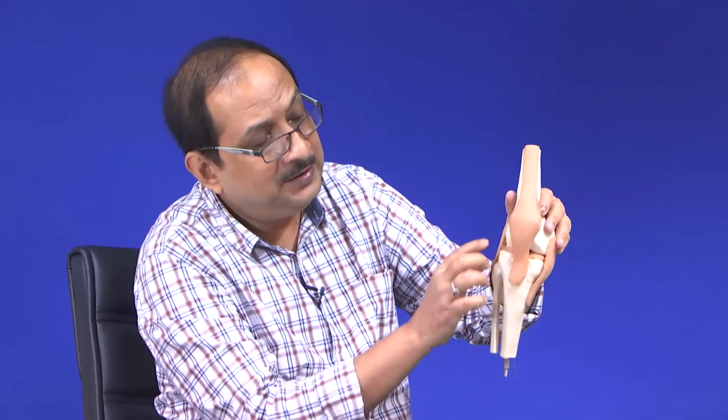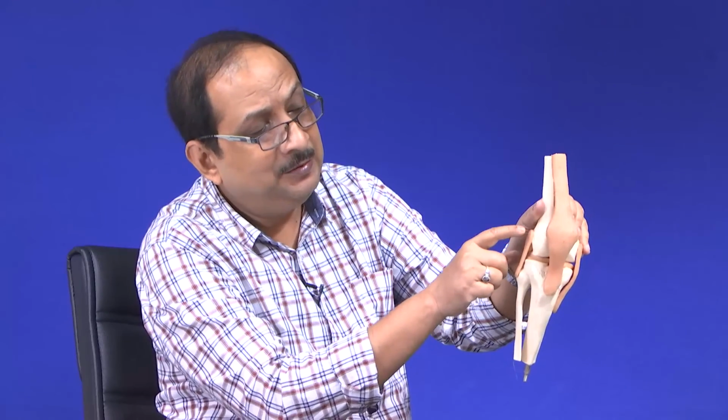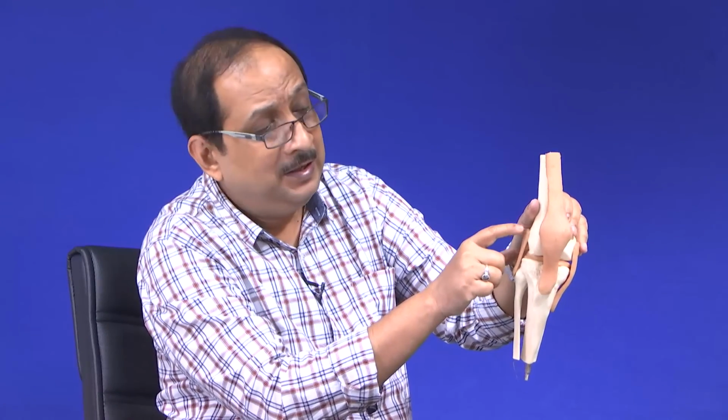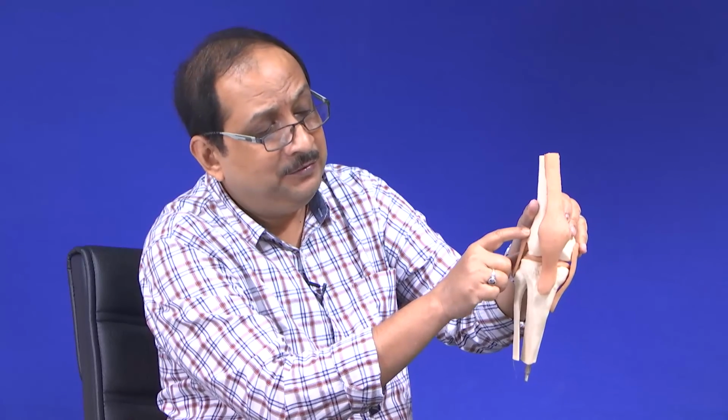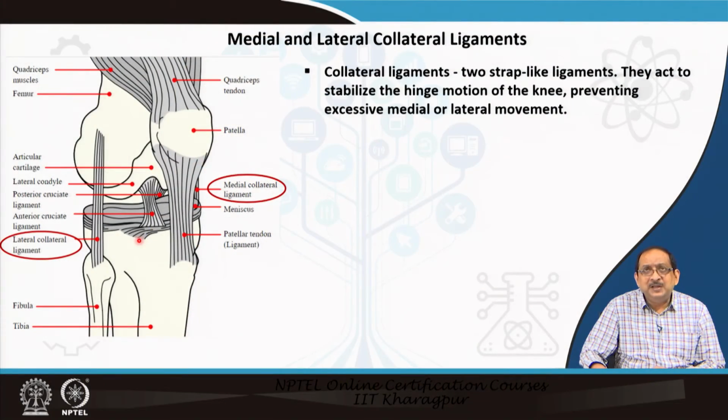Now, as you can see, the medial collateral ligament is attached between the femur and the tibia, whereas the lateral collateral ligament is attached between the lateral epicondyle of the femur and the head of the fibula. The medial and lateral collateral ligaments are two strap-like ligaments.